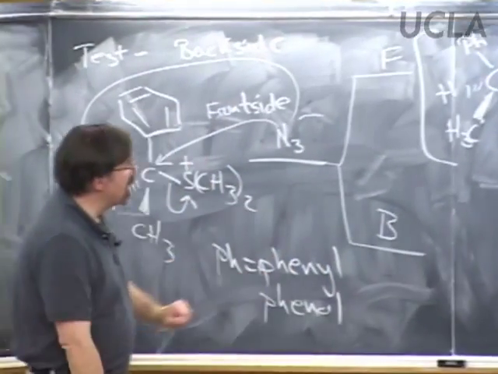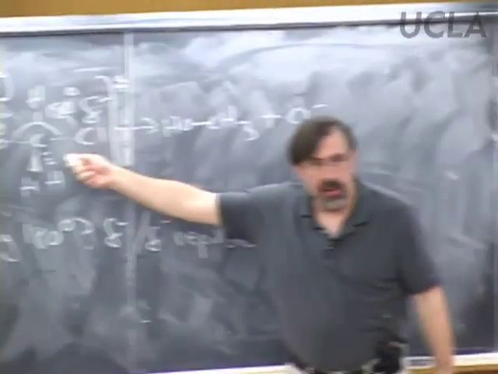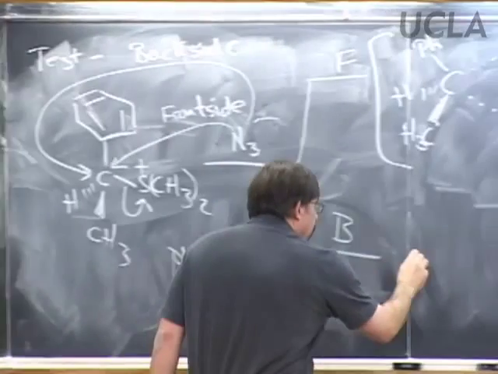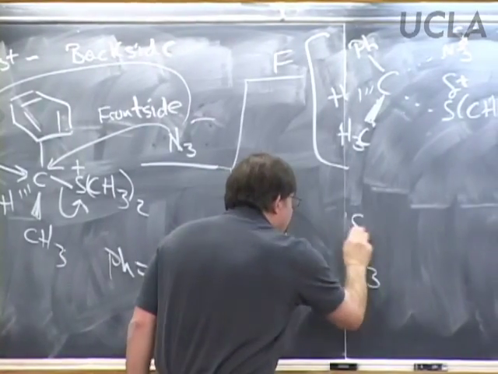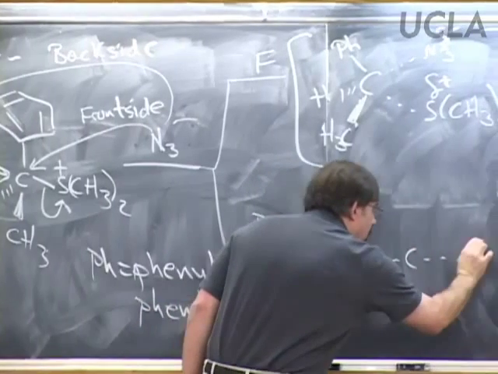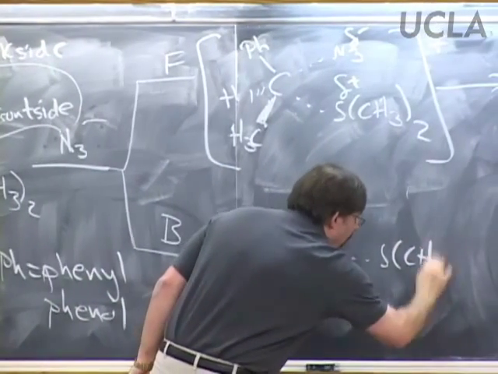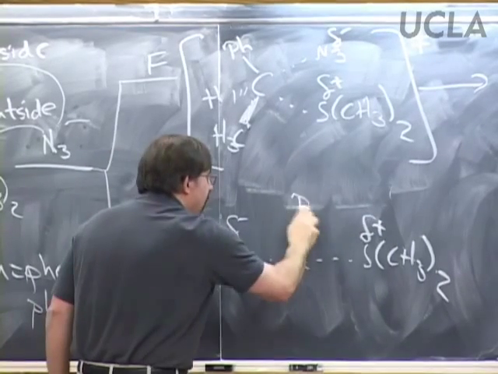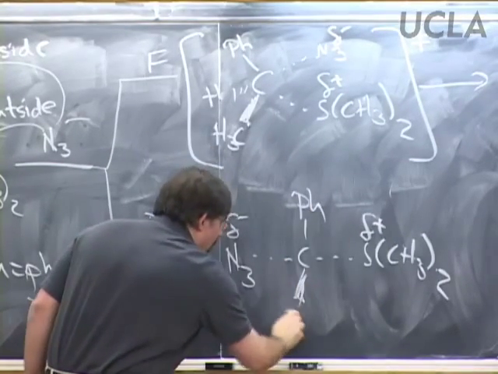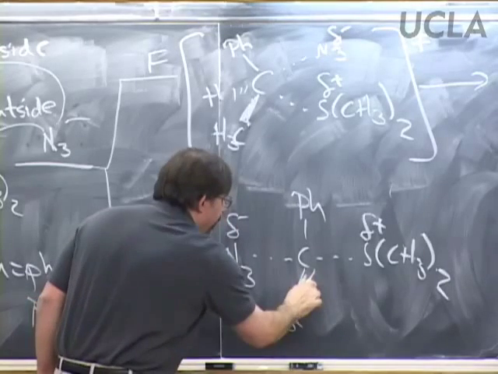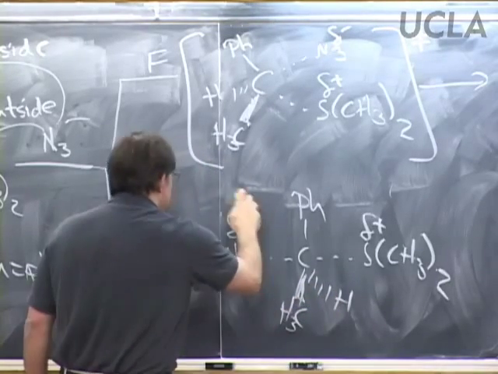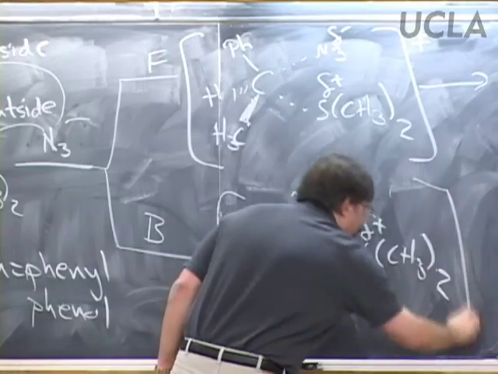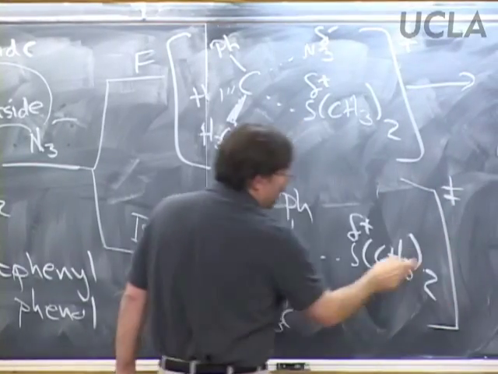And then we have the backside transition state, which is going to look a lot like this guy over here. There is our nucleophile coming in, carbon, leaving group leaving, and then the things attached: the benzene ring, the methyl group, and the hydrogen. There's our transition state.